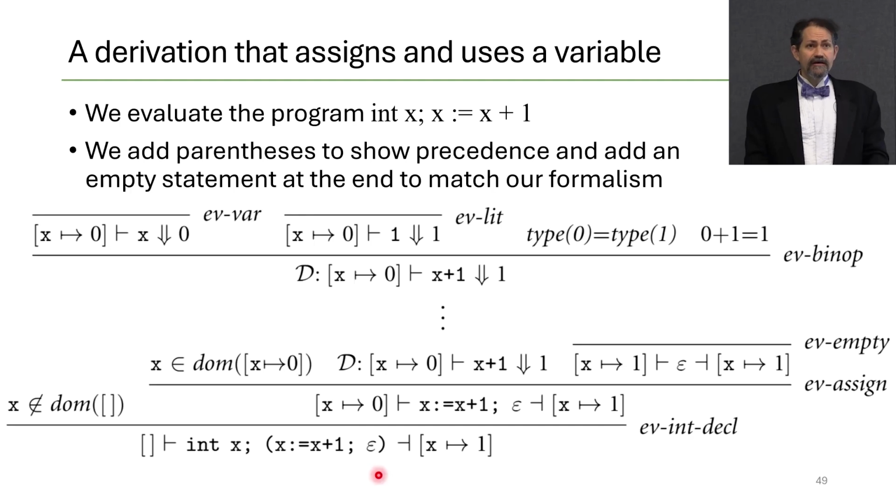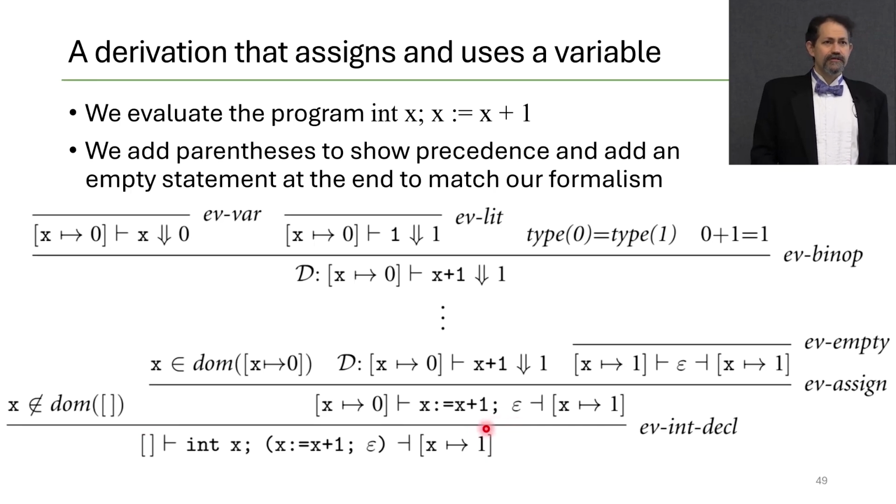Okay, so we can then go ahead and evaluate this in the expected way, right? We use the evIntDecl rule that I showed you first. We check the declaration by starting by checking that x is not in the domain of the environment. Our initial environment is just the empty environment, so x of course is not in that domain. So we'll add a mapping from x to 0 and evaluate x gets x plus 1.